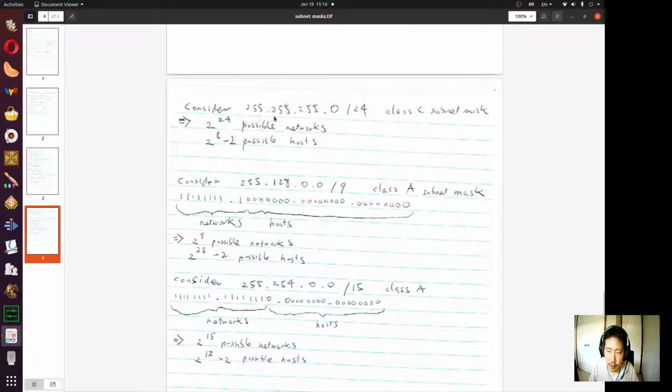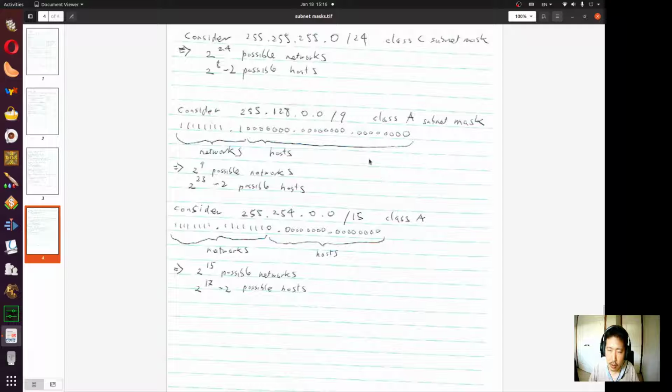Consider 255.255.255.0/24. This is a class C subnet mask because there are 3 255s beginning from the left, right? So there are 3 octets, so that's 24 digits that are turned on, right? So 2 to the 24 possible networks. 32 minus 24 is 8, so there are 2 to the power of 8 minus 2 possible hosts. Okay. This is a tricky one.